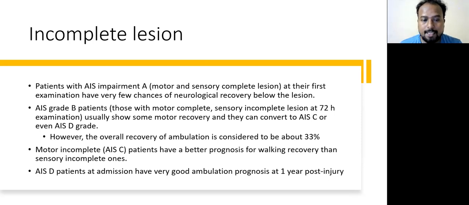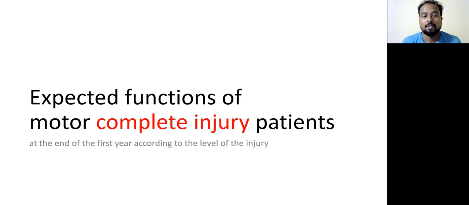For level C, they really have a better prognosis for walking than B. And for D, most people recover better at 1 year post-injury. So if it's incomplete, walking recovery is better for C and D. And for A, it's basically a complete lesion, we can't expect much. So that's what we could tell patients, after evaluating their ASIA scale and categorizing their impairment level. Right. So in the next couple of slides I'm going to talk about expected level of functions in complete injury.